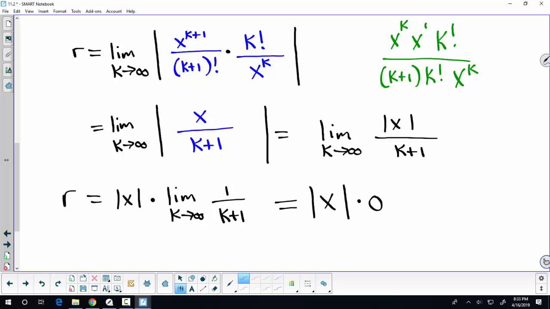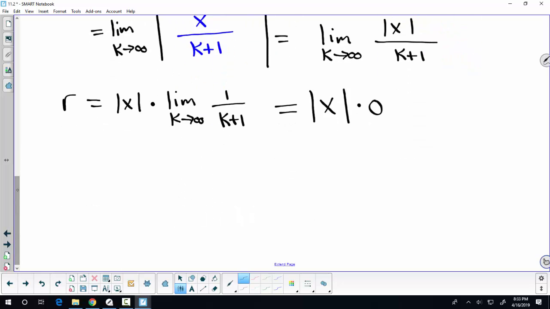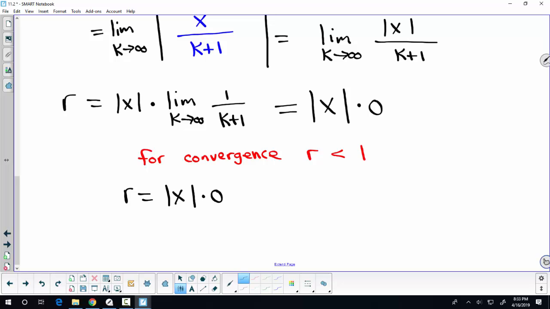In order for this series to converge, what has to be true for the ratio? R has to be less than 0. Yeah. So I'm going to go ahead and write that down for convergence. R has to be less than 1. So we have r equals the absolute value of x times 0 has to be less than 1 for convergence.